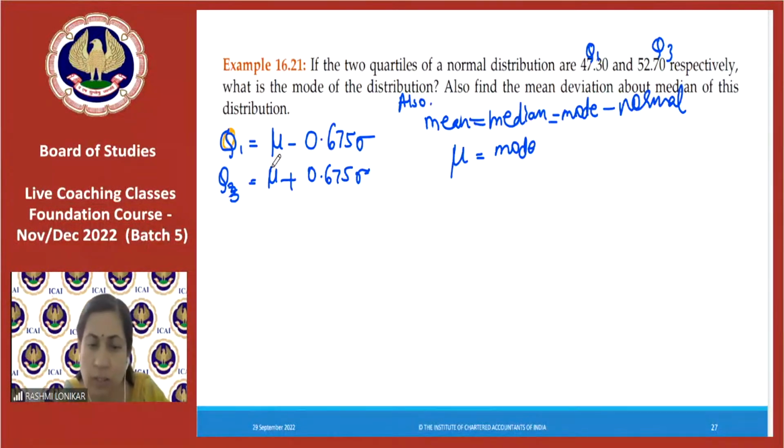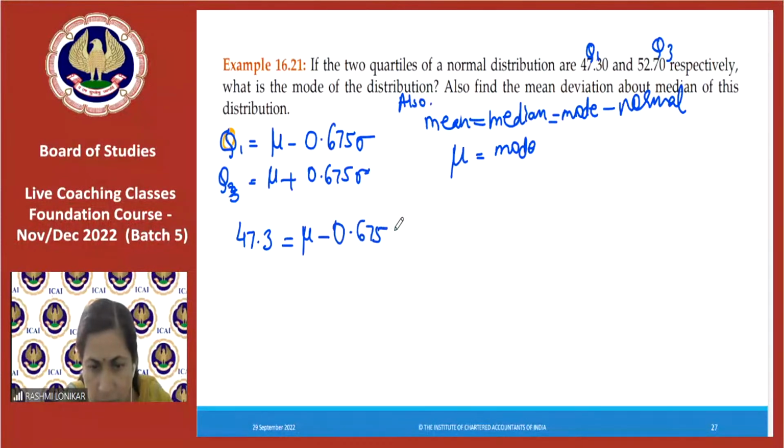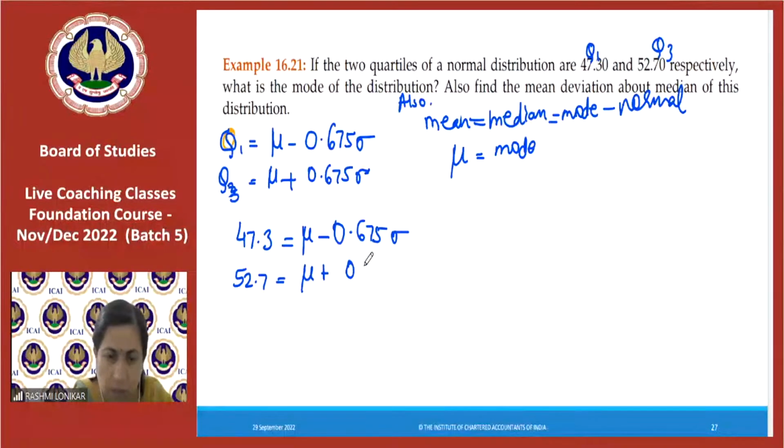Now, Q1 and Q3, the equations are simple simultaneous equations. So I substitute. Instead of Q1, what should I write? 47.3 is equal to mu minus 0.675 sigma. I don't know mu, I don't know sigma. And 52.7 is equal to mu plus 0.675 sigma.